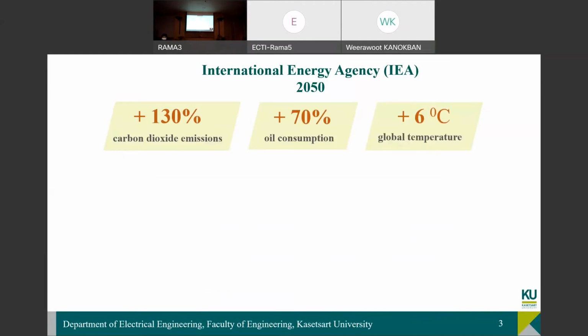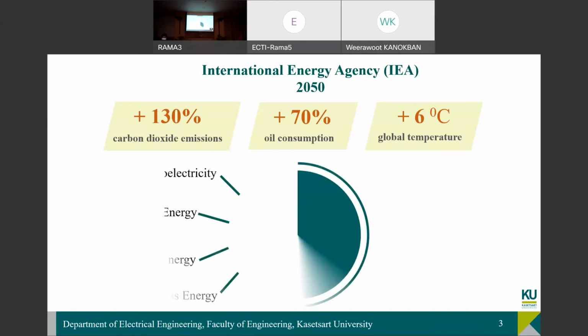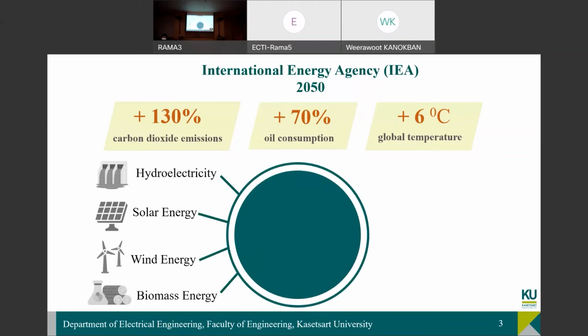The International Energy Agency, IEA, has reported that in 2050, carbon dioxide emissions will increase 130%, oil consumption will increase 70%, and the global temperature will increase 6 degrees Celsius. To solve those problems, renewable energy sources have been implemented, such as hydroelectricity, solar energy, wind energy, and biomass energy.